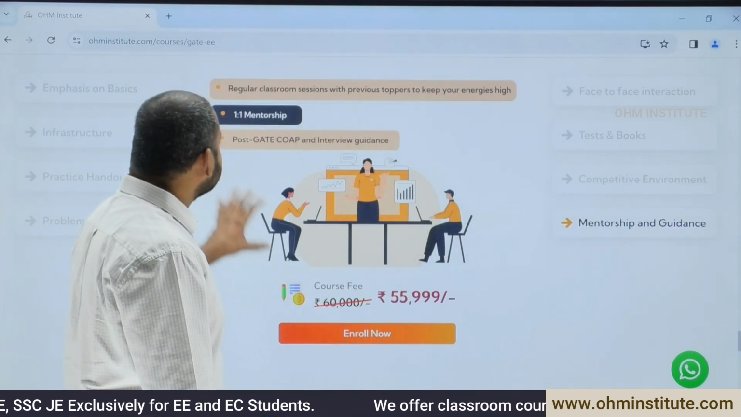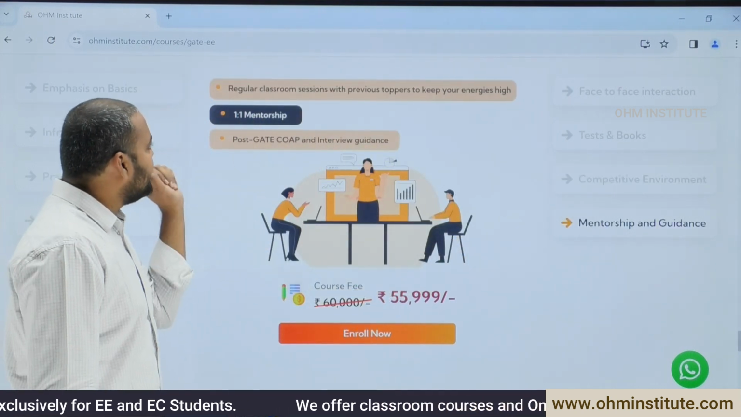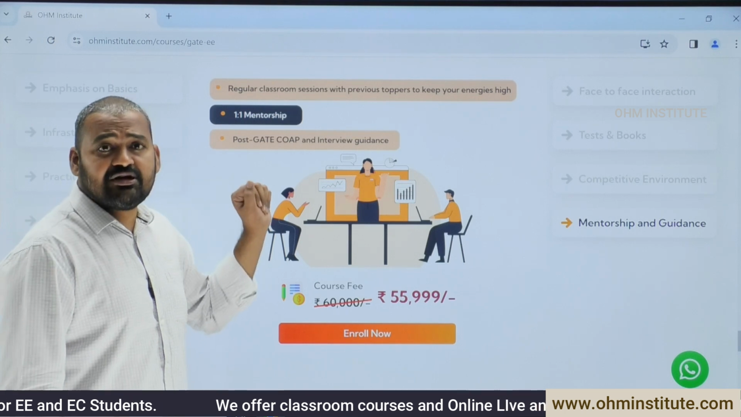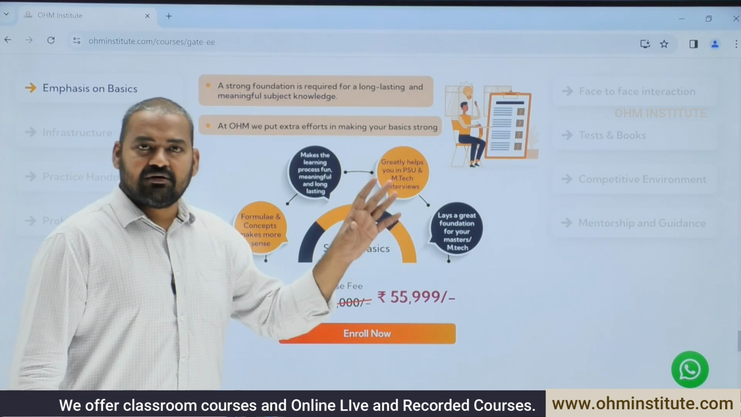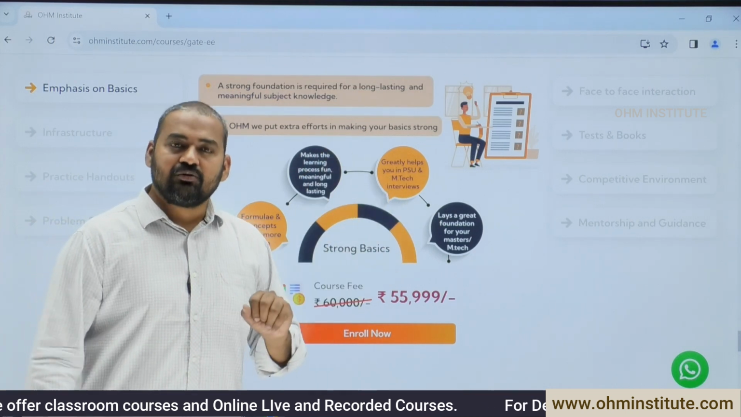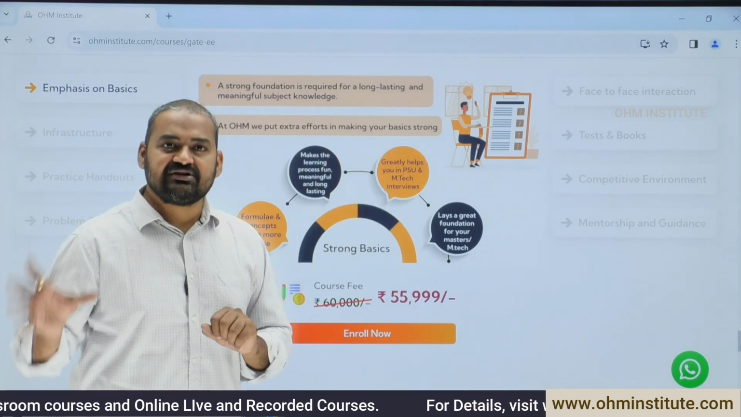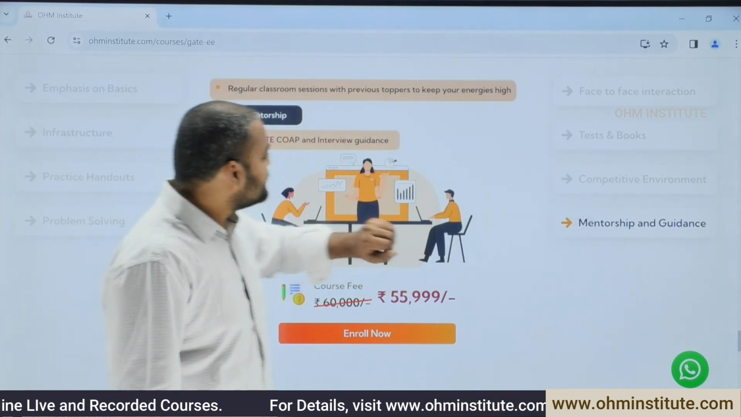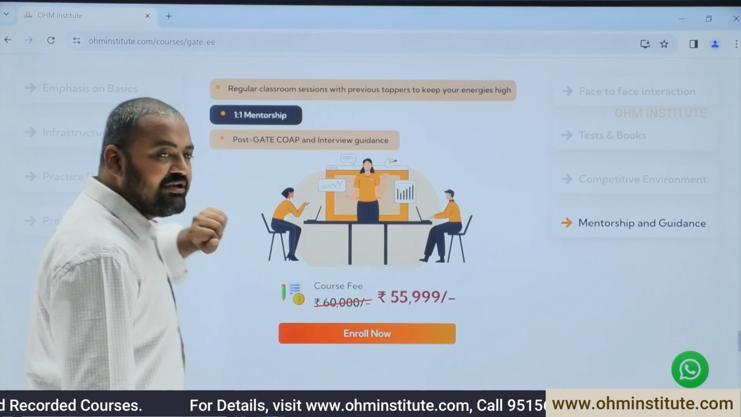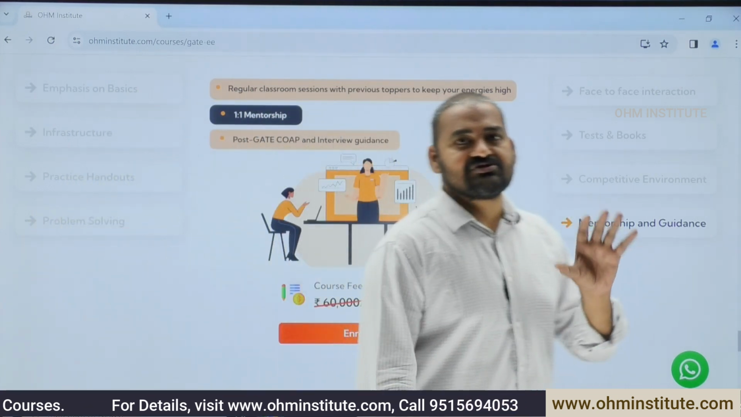And mentorship and guidance, as I mentioned, 1:1 mentorship will be there. Each student will interact with faculty, who will always be there to guide you in your lows and highs, how to deal with every subject, how to do revision. Everything. That's what mentorship and guidance is. This is what you will get in our offline classroom courses.